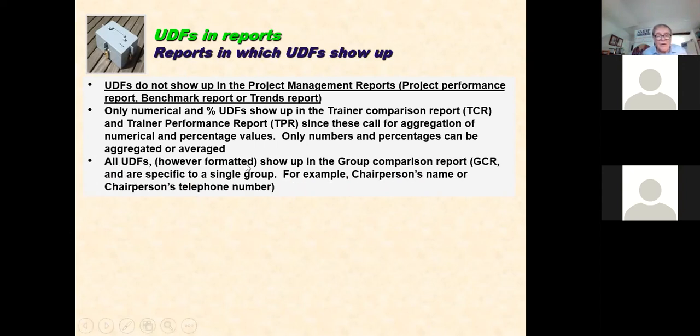All user-defined fields show up in group comparison reports. So, for example, chairperson's name or chairperson's telephone number, that will show up where you are comparing groups. So the individual group information is showing, then it will show up.